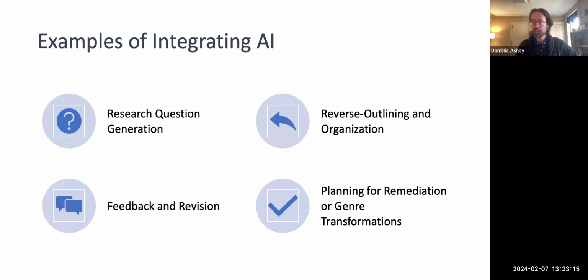One is research question generation. Another is looking at feedback and revision, and how AI might fit into that process. Some specific tools for thinking about revision, reverse outlining, and focusing on organization are quite helpful and useful. Planning for remediation and genre transformations is another one. These are by no means the end-all and be-all. These are just 4 things that can be fairly easily worked into writing assignments or projects using AI at a base entry level, because all we're doing here is entering text. We're not doing a lot of complex work.